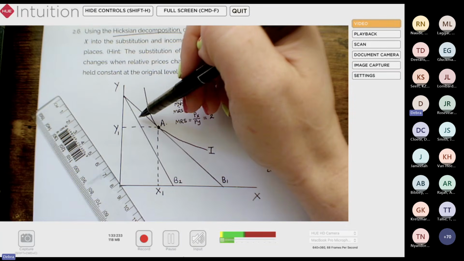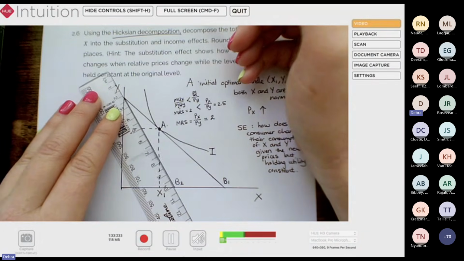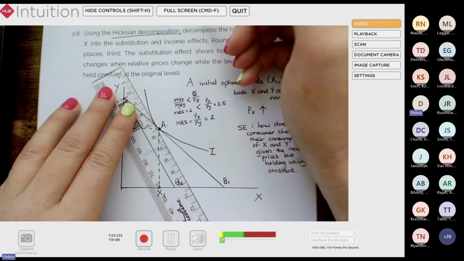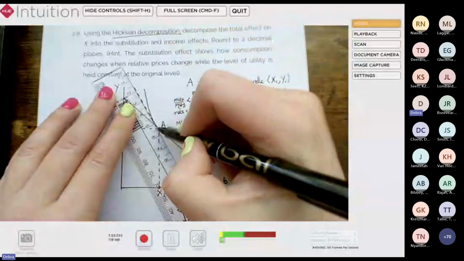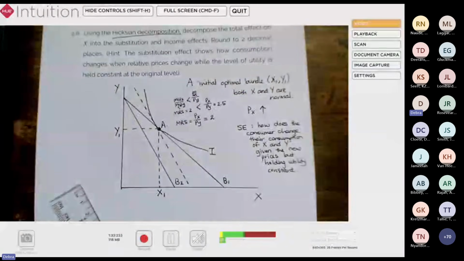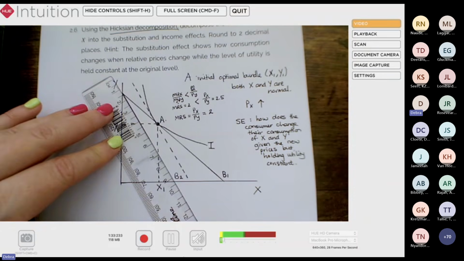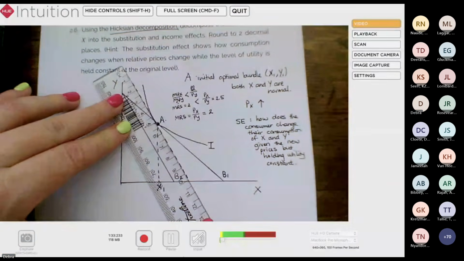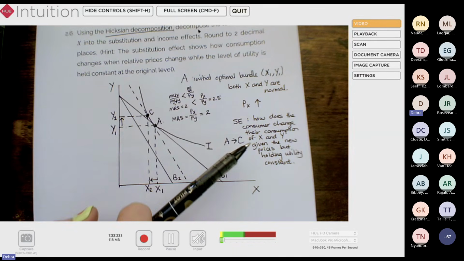So the way that I can find that using the functions in the picture is I take my new budget constraint and I move it parallel outwards until it becomes tangent to my old indifference curve. So this is a hypothetical income change. What we're saying here is that given the new prices, the slope of this represents my new prices. If I could go back, the movement from A to C is the substitution effect.